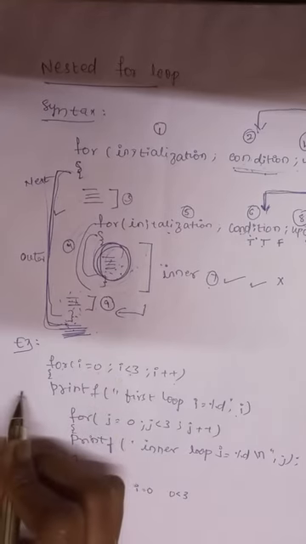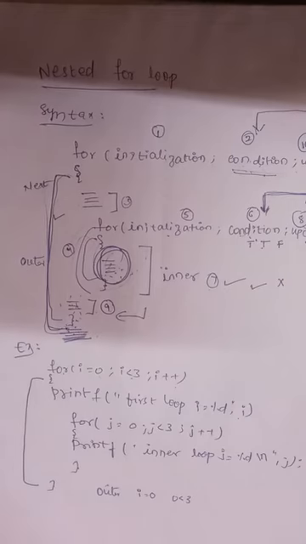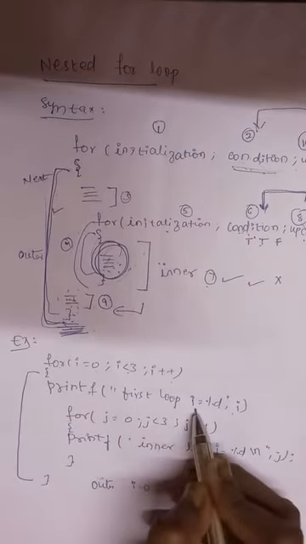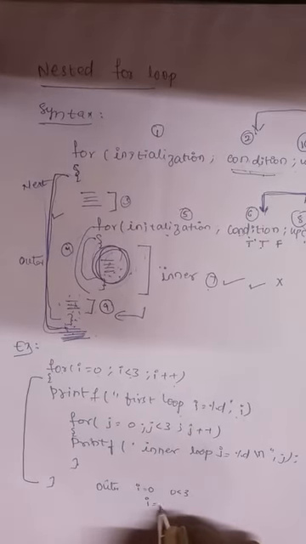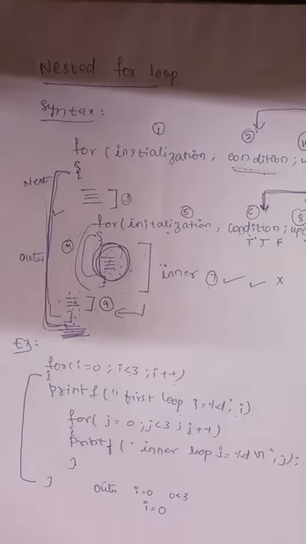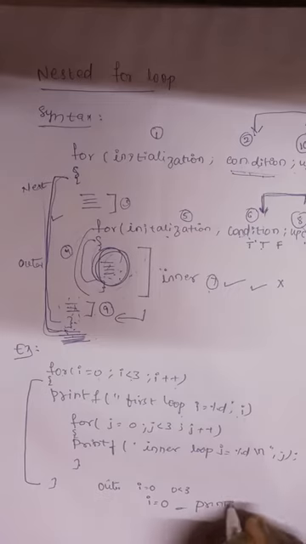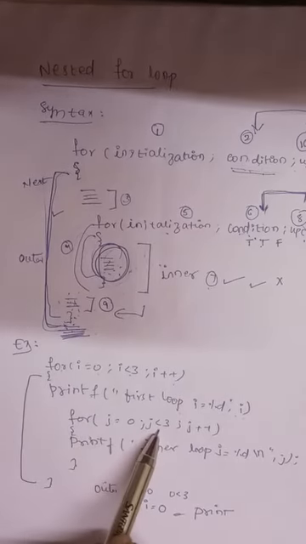The condition is true. If the condition is true, what happens? This entire block has to be executed. Enter into the block. First of all, we print the first loop, i equals the value of i. That means you are printing the value of i. Now this statement is printed. Next what you are writing? For j equals 0, j less than 3, j plus plus.